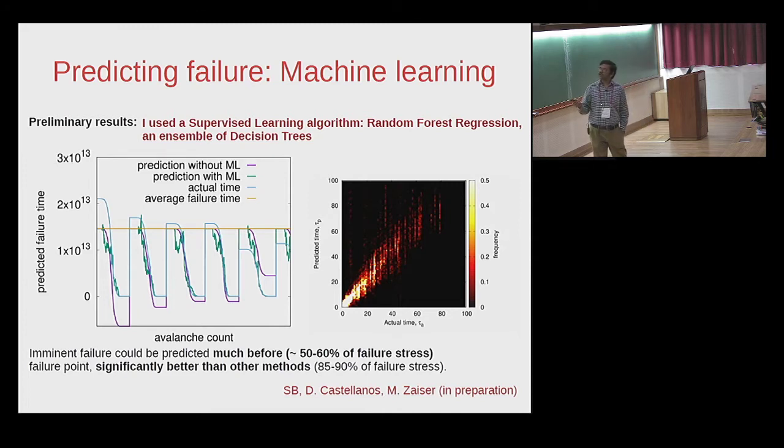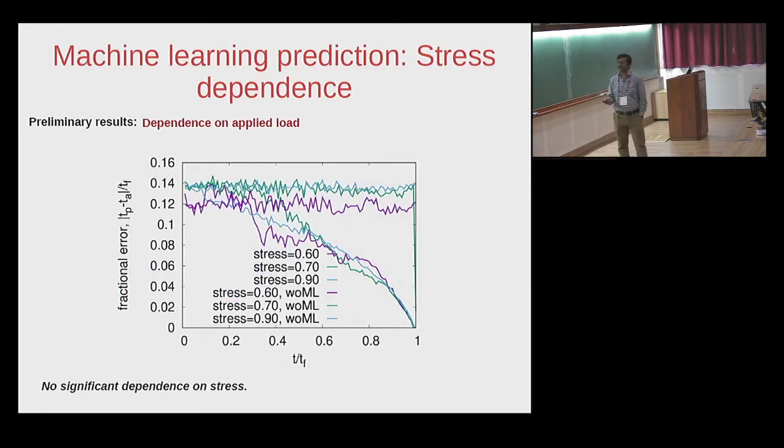You could always have a prediction without using machine learning. One naive prediction is that the next event is the average of all events that have happened before. That's just a naive prediction, without machine learning. Obviously, that doesn't do very well, so you see there are lots of errors in that. But using machine learning, you start not so well, but eventually your prediction matches your failure point very nicely. You could quantify this with a fractional error, again in terms of T by TF. This is your naive prediction that doesn't improve with time, but this is your machine learning prediction that improves with time. These are for various stress values, and there is no significant dependence on stress values.